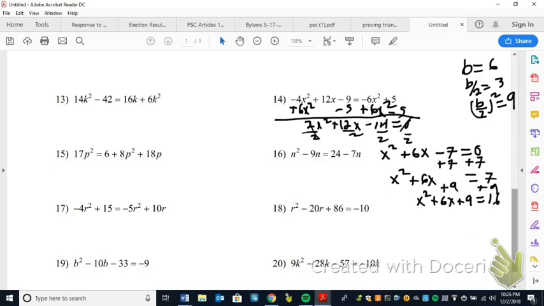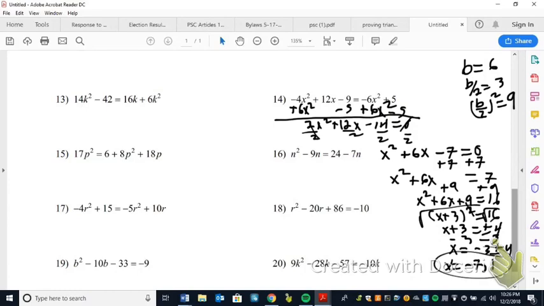We then factor the left-hand side to x plus b over 2 squared. x plus 3 squared equals 16. Square root both sides, and we get x plus 3 equals plus or minus 4. Subtract 3 from both sides, and we get x equals negative 3 plus or minus 4. Negative 3 minus 4 is negative 7. Negative 3 plus 4 is 1. So that's our answer.